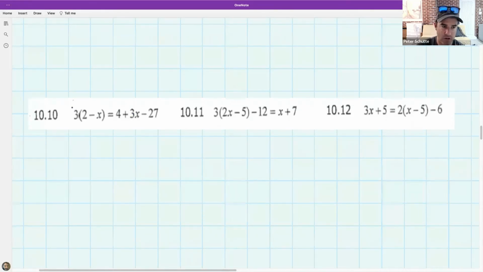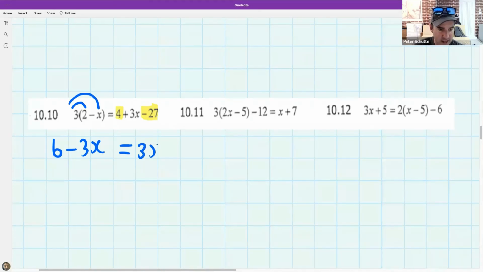The first thing I'm going to do is multiply out this bracket, and I get 6 minus 3x. So that's the one side. On the right-hand side, I look for like terms. If there are any like terms, I'm going to put them together. And what I've spotted, guys, is that there's a 4 and a minus 27, so I'm going to simplify them by adding them together.